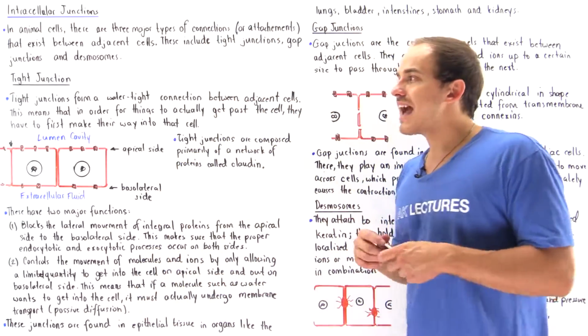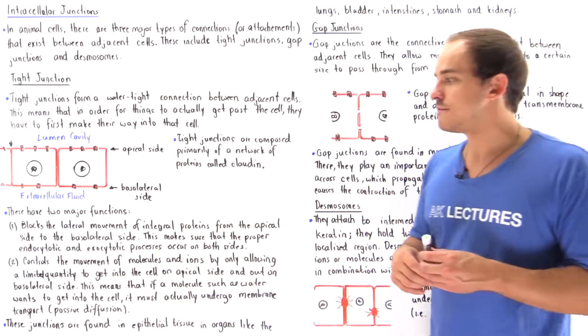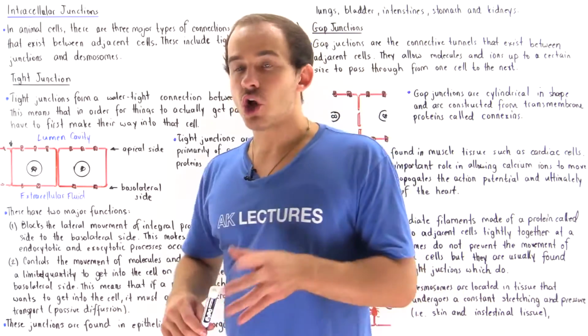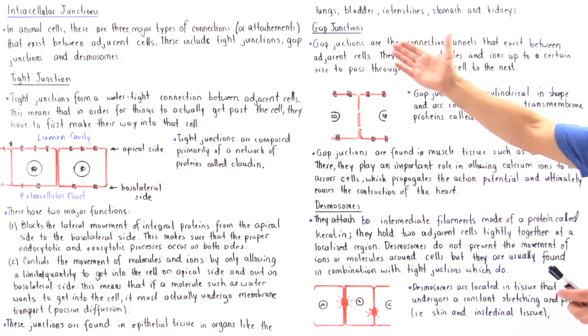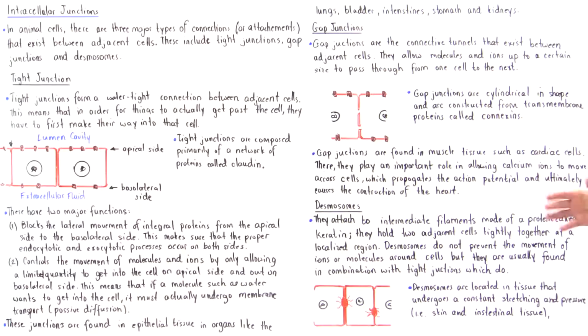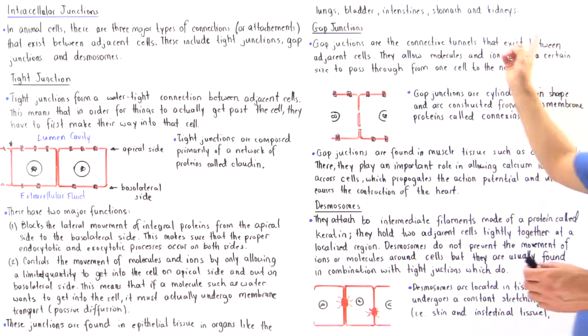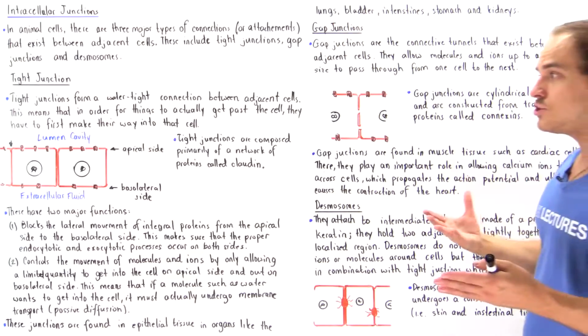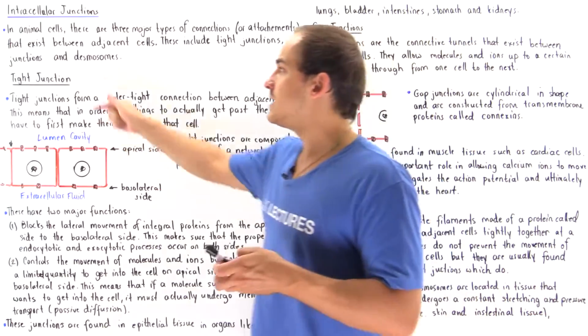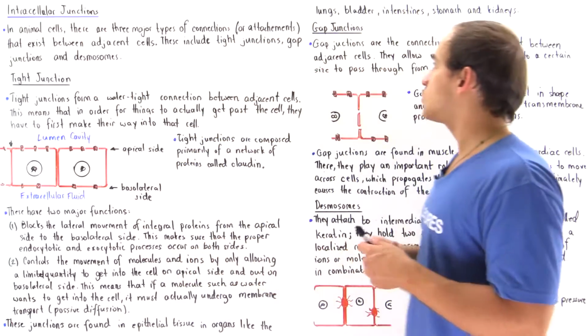Now, where exactly are these tight junctions found? Well, these junctions are found in epithelial tissues such as lungs, bladder, intestines, stomach, and organs. So these are the different types of organs that contain epithelial tissue that are basically connected via tight junctions.